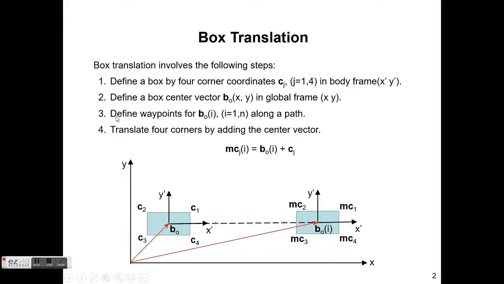And then third, you define a bunch of waypoints, 1, 2, 3, 4, 5, 6, and so on and so forth, along the path, and that is again in the global frame, x and y. And then all you have to do is translate the 4 corners, which are here, by adding a translation vector, which is the center vector here, and then your corner points are going to move.